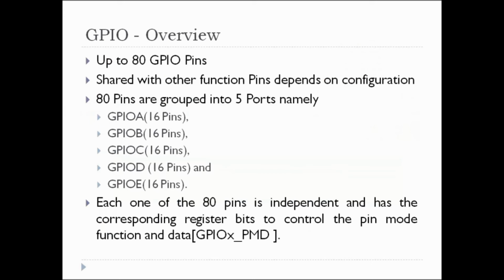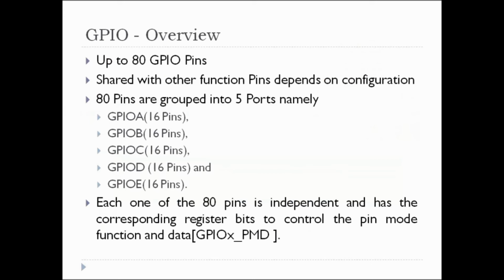GPIO overview. It has up to 80 GPIO pins. It can be shared with other function pins depending on the chip configurations or control register configurations.